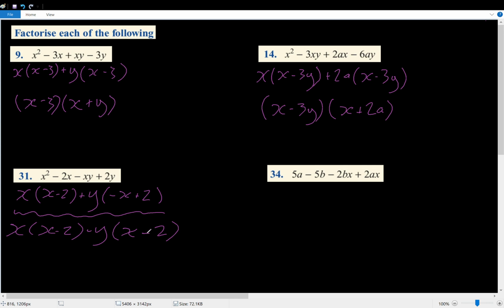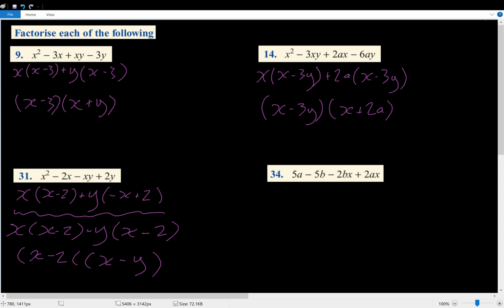Now you can see that we've got the same terms inside of both brackets. So what happens here is if we change the sign on our y outside to a minus, we can then change the signs on both of the terms inside. And when we did that, we got our brackets to match. So this time we've got x minus 2 times x minus y, like that.